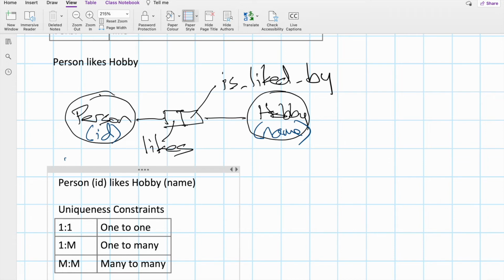Let's see if we can figure out which of those three person and hobby is. Can a person have more than one hobby? Yes. Absolutely. Can that hobby be the favourite hobby of many people? Yes. So it's clearly a many-to-many relationship.